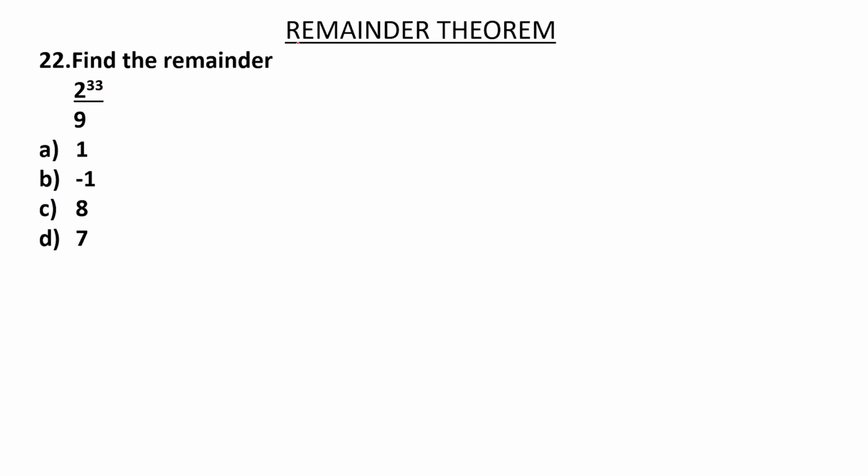Next, moving on to the next sum. Find the remainder of 2 power 33 by 9. But we need to get a value of 9. That means I can simply write it as 2 power 3 whole power 11. As you can see, 3 times 11 is 33. That's the reason why I wrote it like this by 9.